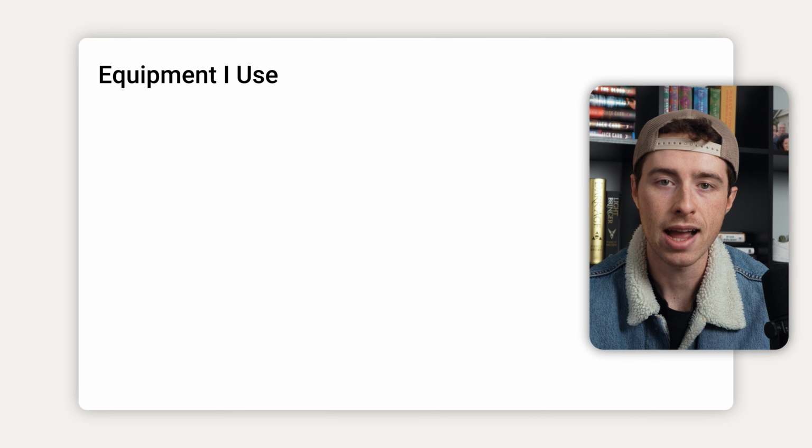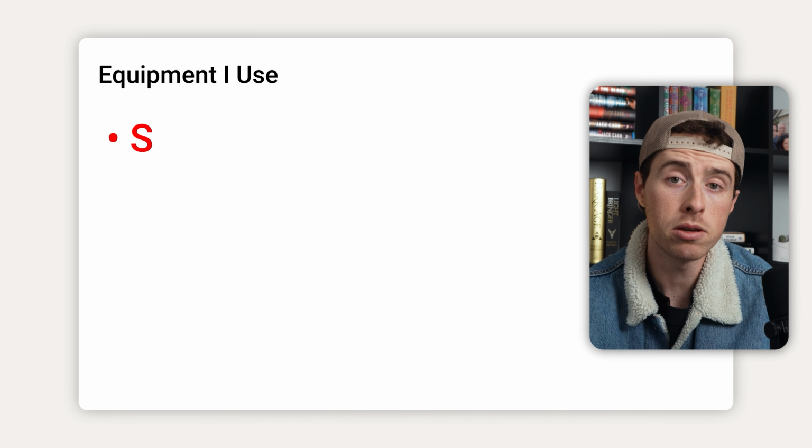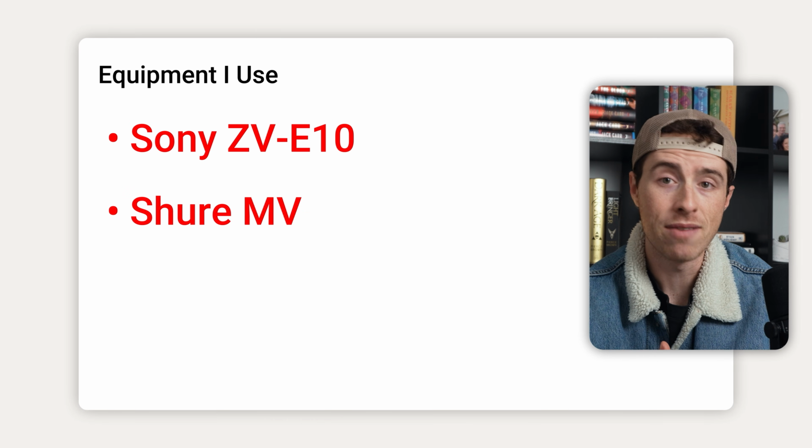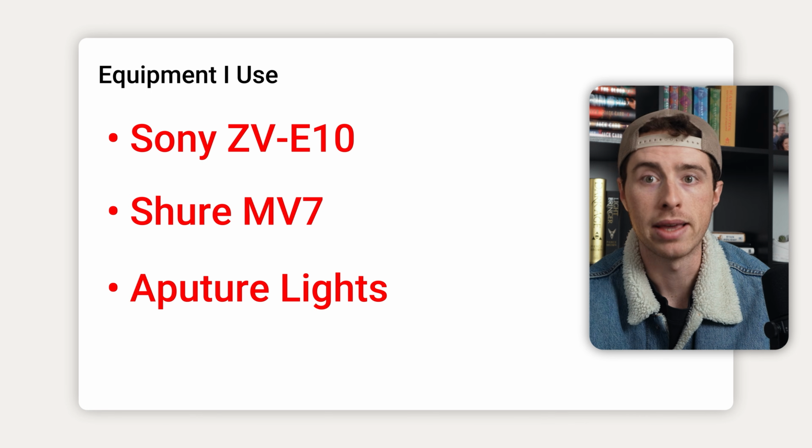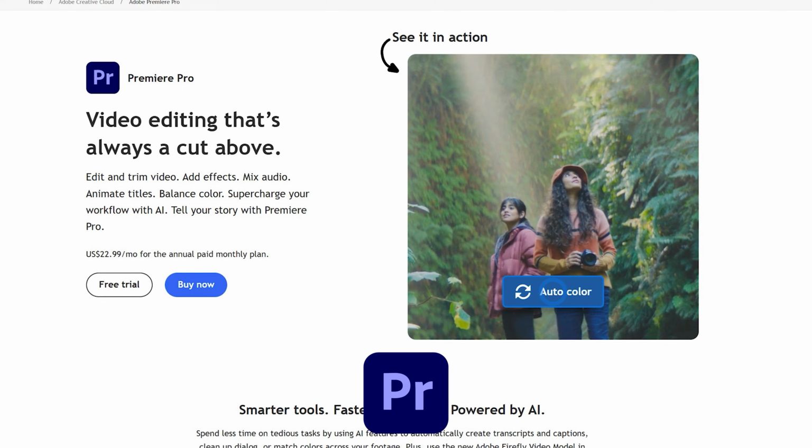As far as the tech stack I would recommend using to film your videos, I use a Sony ZV-E10, the Shure MV7, highly recommend this mic. And then I also use Aperture lights to get me my lighting. And for editing software, you can use CapCut or Premiere Pro or any of your preferred editing platforms. This isn't going to make or break the video, just pick something and run with it.